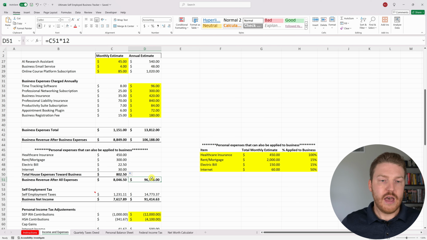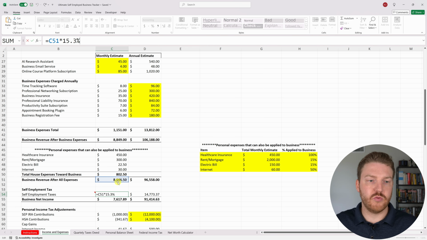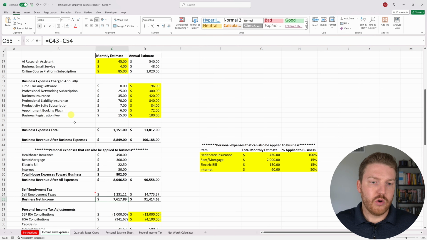Now that we have that, we can figure out our self-employment tax. Our self-employment tax is based on our business revenue after all the expenses, multiplied by a flat 15.3% each year. I should mention that this is US specific and it's not made for other countries. So we figure out here that we really owe about $1,231 a month in self-employment tax, and if we multiply it by 12, that gives us our annual self-employment tax amount.